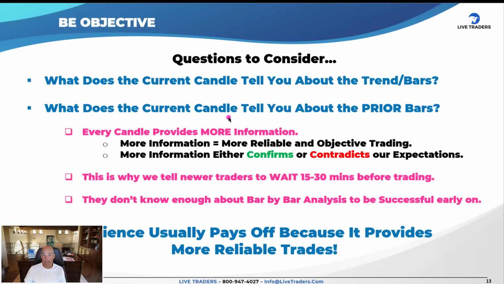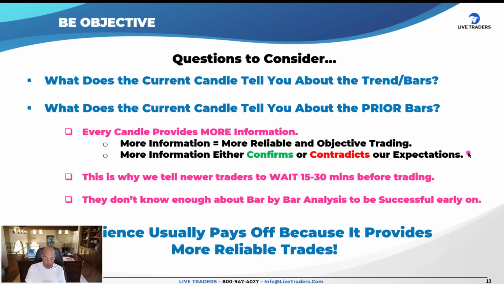What does the current candle tell you about the prior bars? Okay, every candle provides more information, right? So think about it. More information is more reliable and objective trading. More information either confirms or contradicts our expectations. You need to reread this. More information either confirms or contradicts our expectations. It really can't be in between. Seriously, it really can't be.